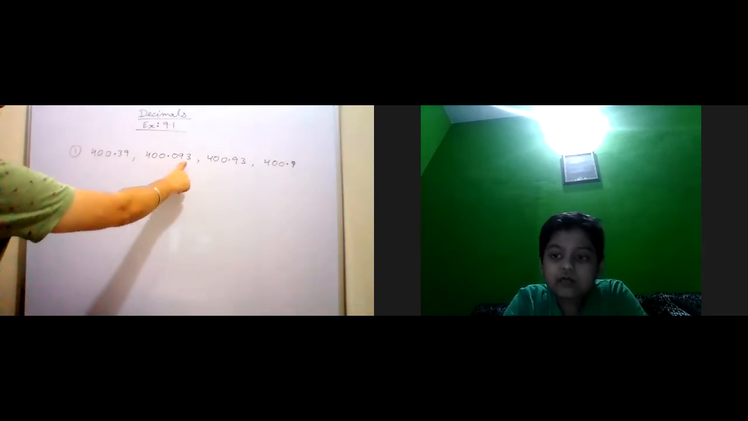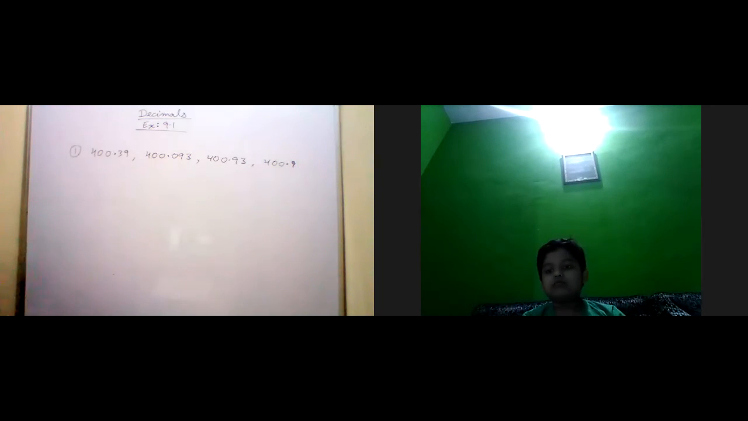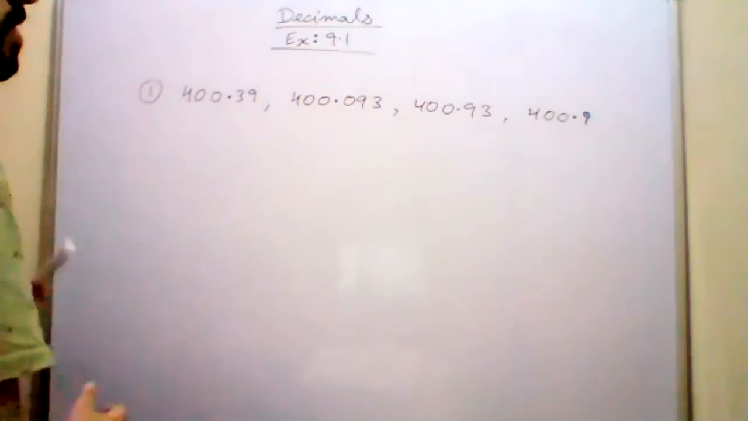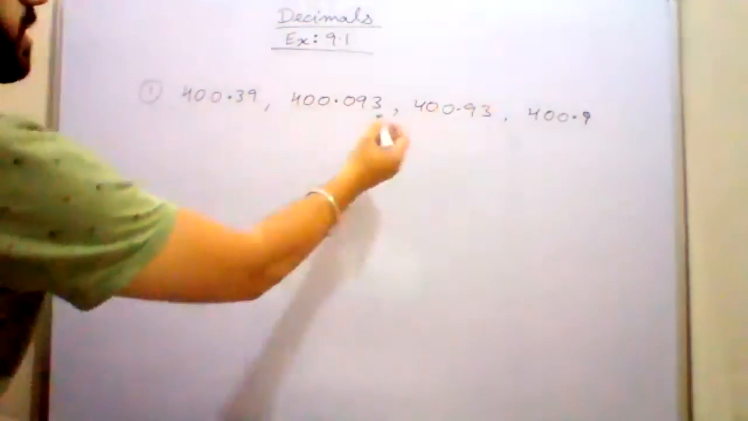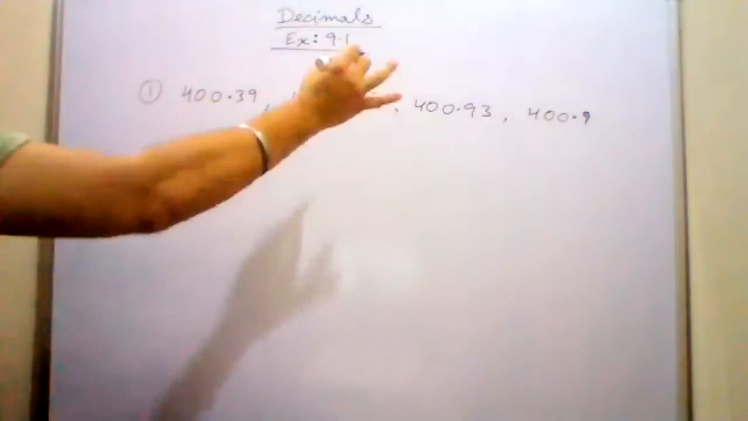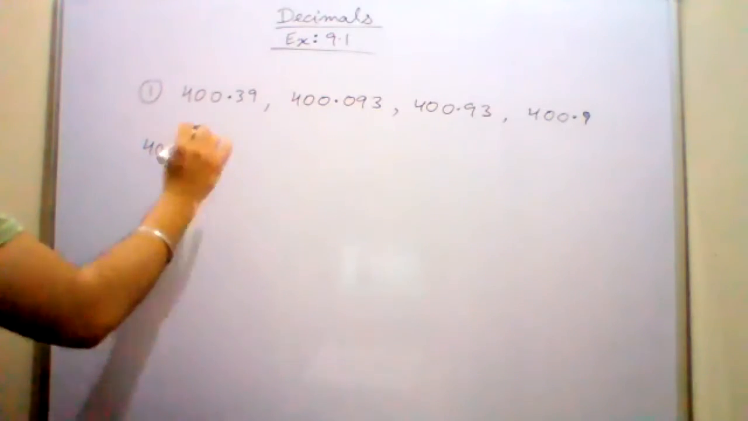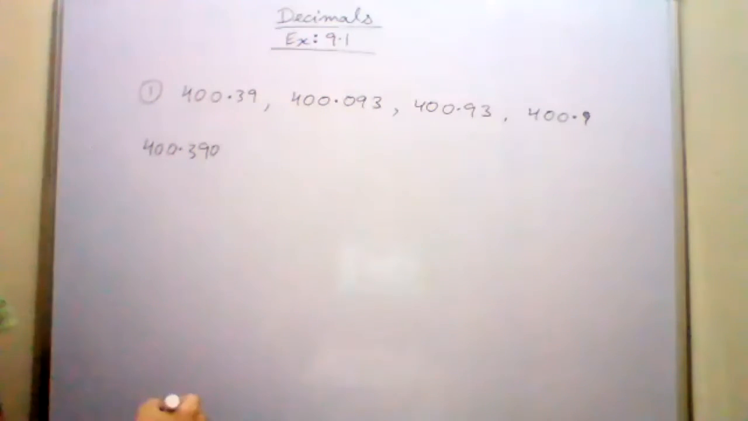How many decimal places are there in the second number? 3. And in the third number? 2. And in the fourth one, there is only 1. So highest number of decimal places are there in the second number, 3. So you will make all the numbers with 3 decimal places. I am not writing the answer. I am first making the like decimals.